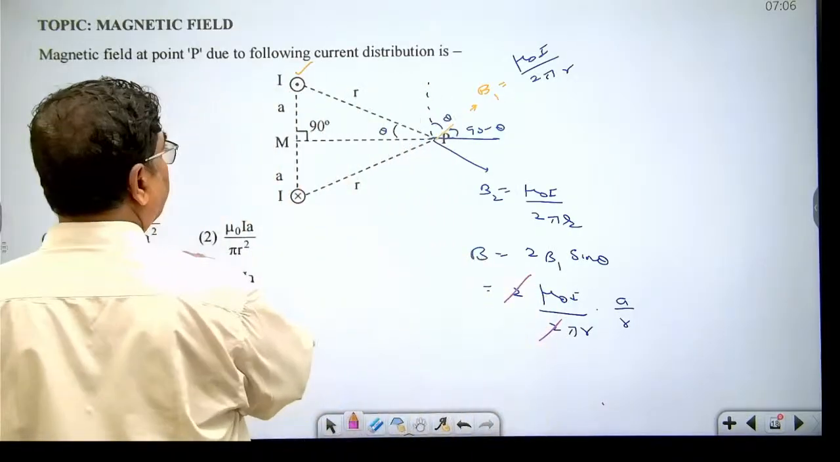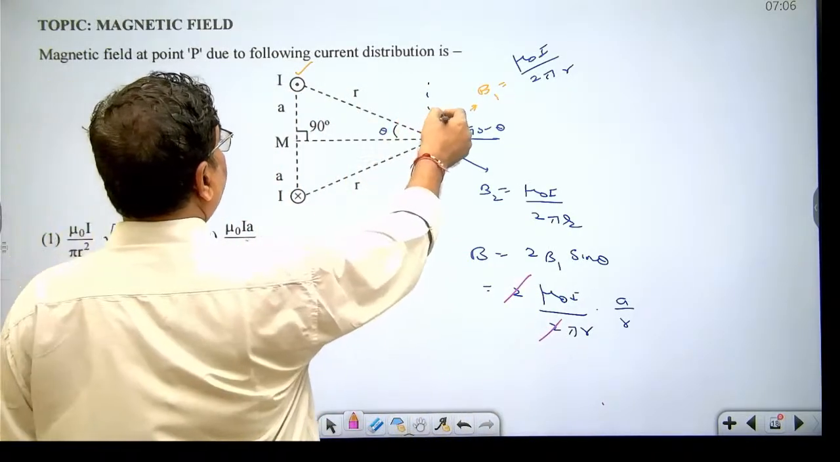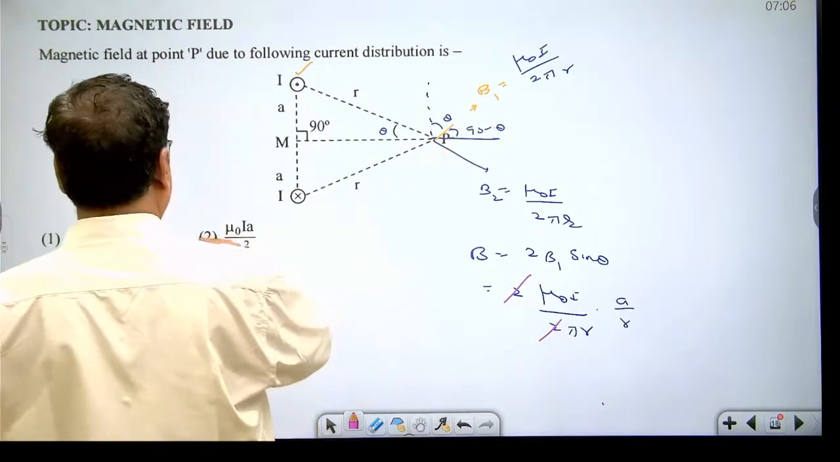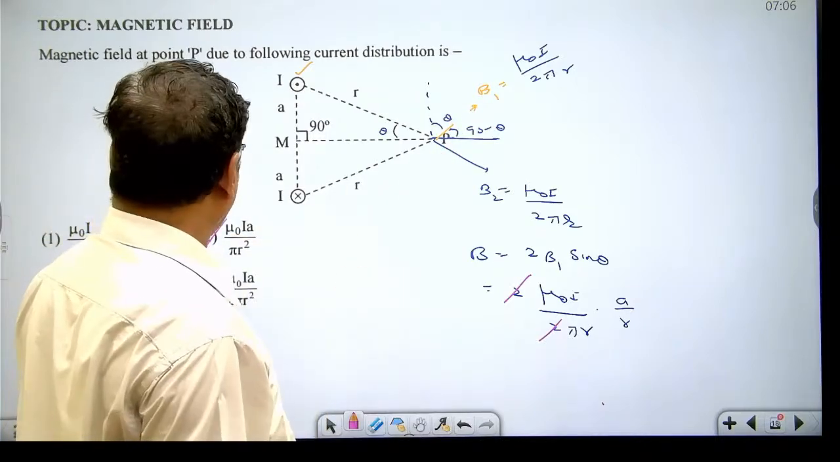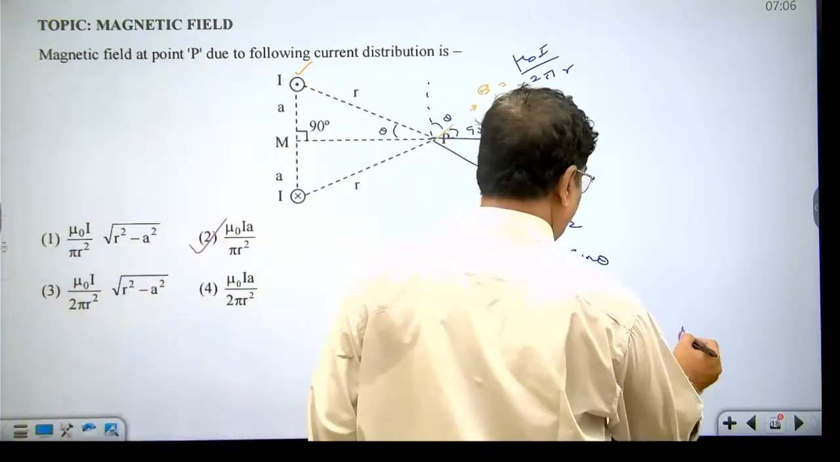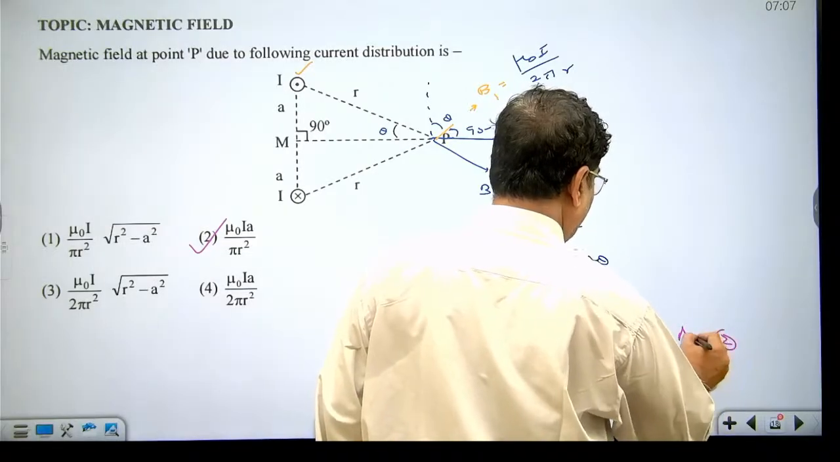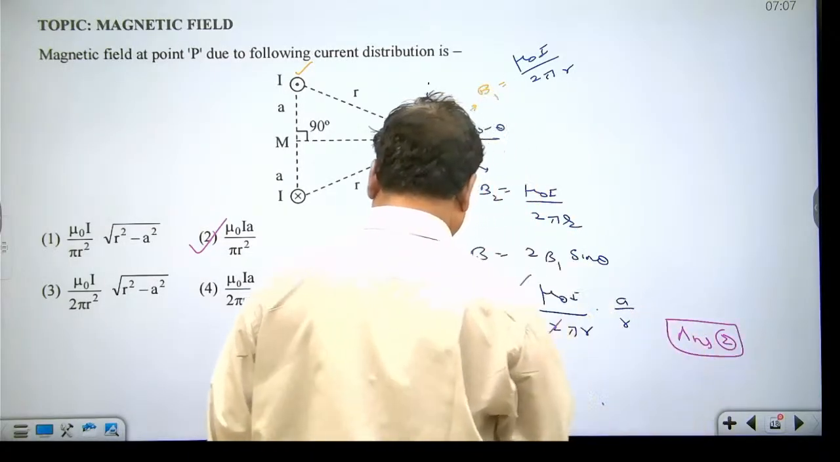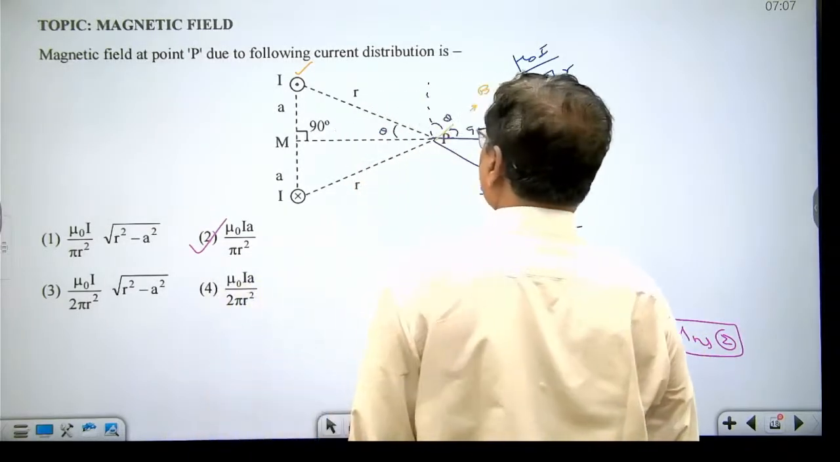So out of 4 choices, the correct answer is option 2. So dear student, option 2 is the correct answer.